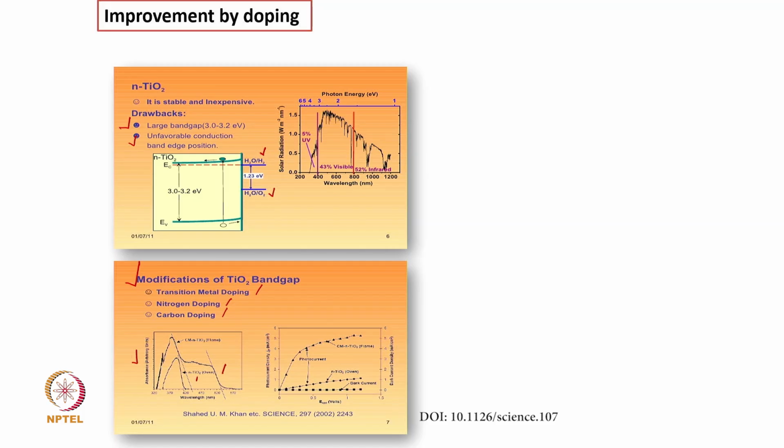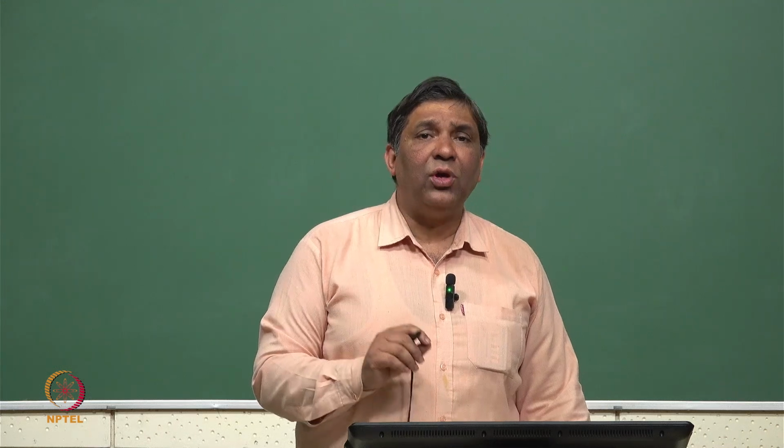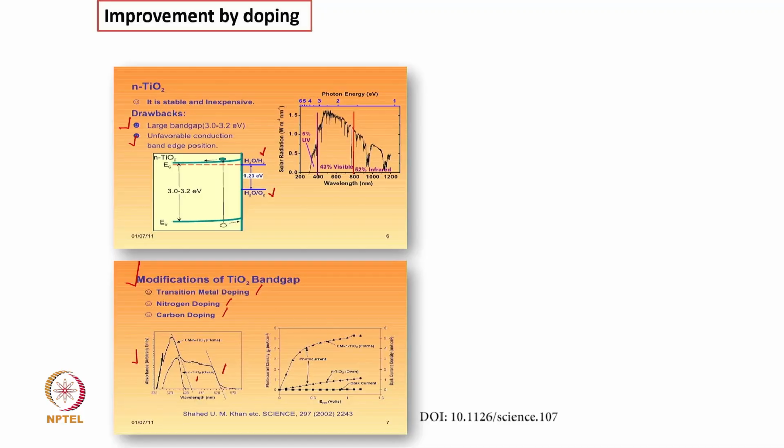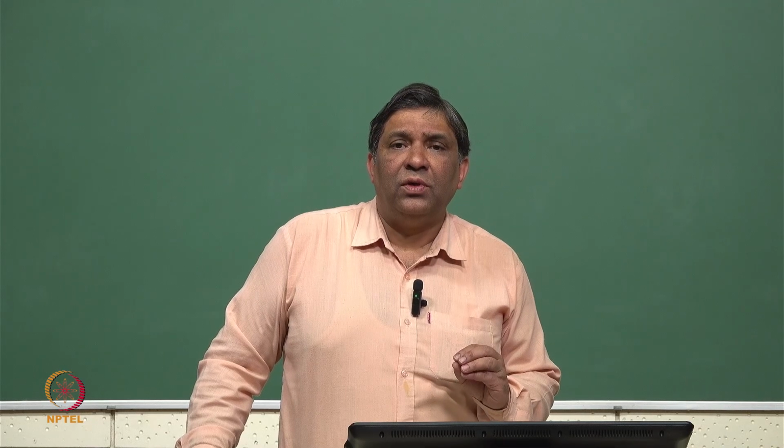Now if we look at the performance of this photoelectrode after doping with carbon, you can see there is a huge rise in the photocurrent density. So this way, if we can engineer the material or modify the properties of the electrode material, we can have better performance.